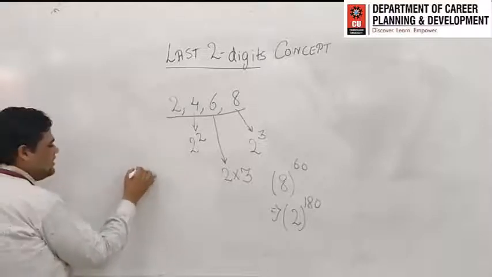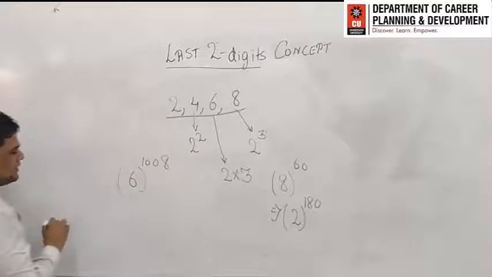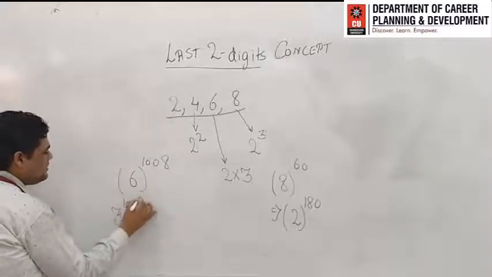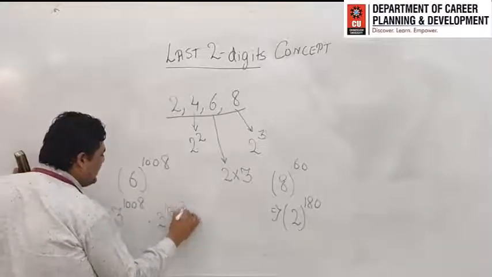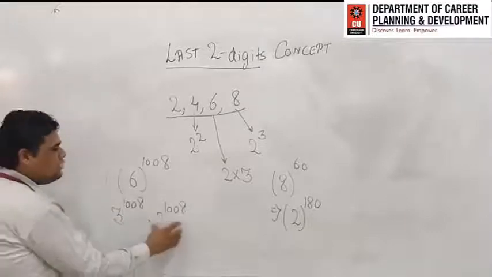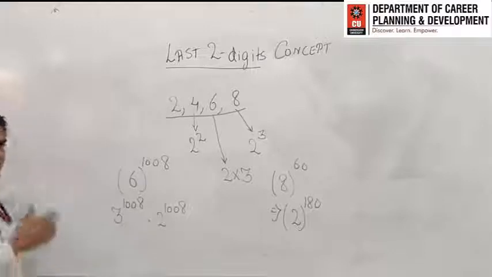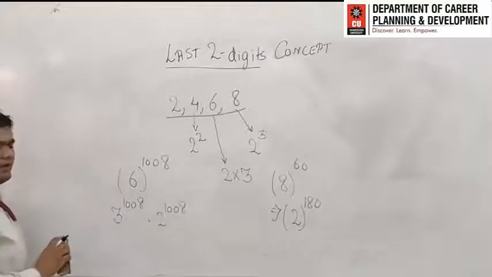So if we are given 6 raised to the power 1008, then we will convert it as 3 raised to the power 1008 multiplied by 2 raised to the power 1008. And we will use the similar concept of 3 and 2, find the last two digits in both the values and multiply those values, then find the last two digits. So this is the concept for the even numbers.